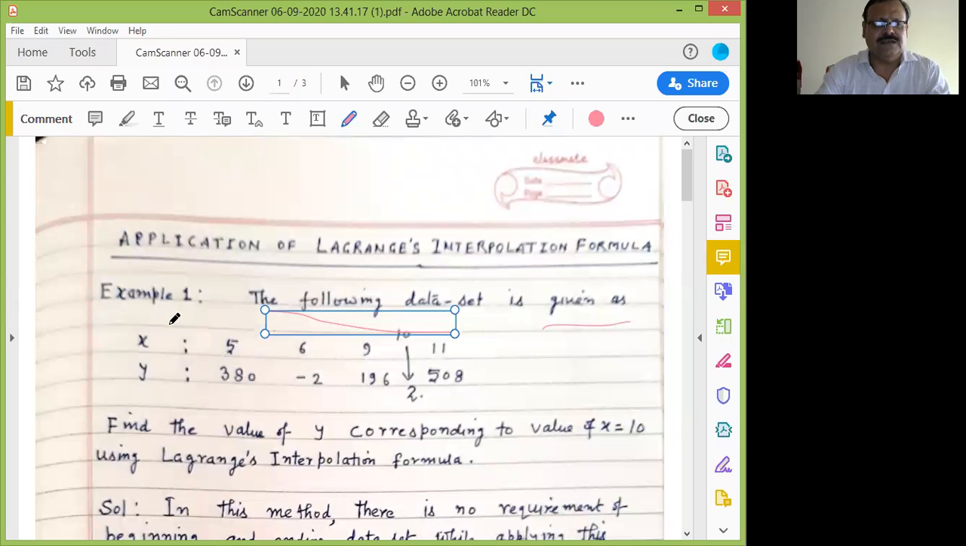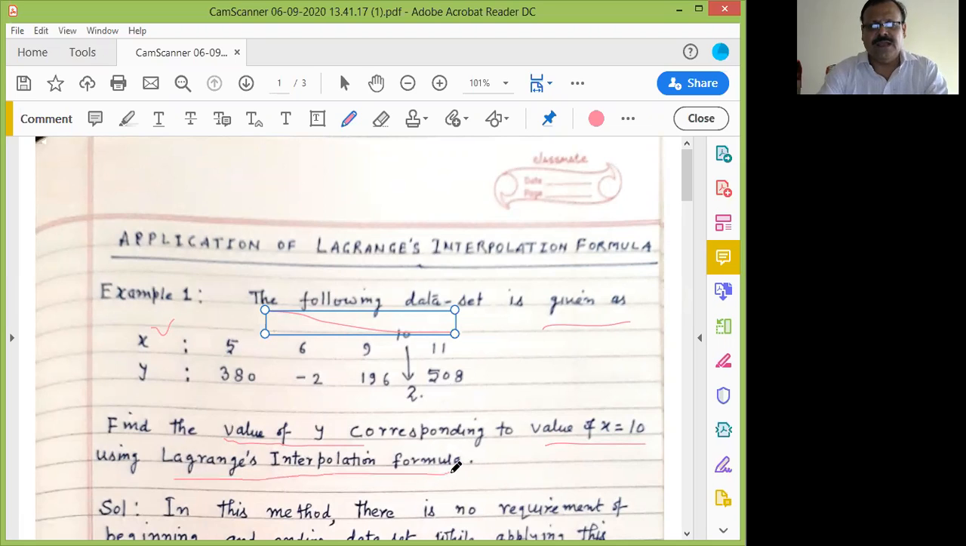So look here, the following data set is given. We have already explained: x is given as 5, 6, 9, 11, and y is given as 12, 13, 14, 16. The question is to find the value of y corresponding to x equal to 10 using Lagrange interpolation formula.